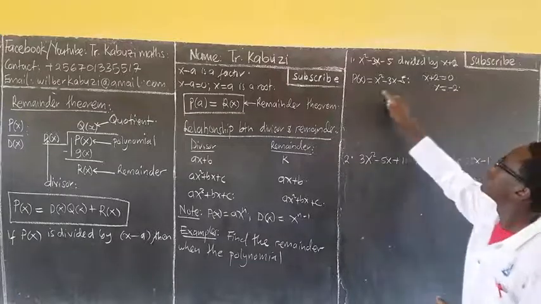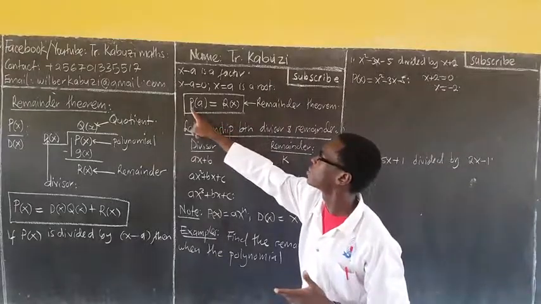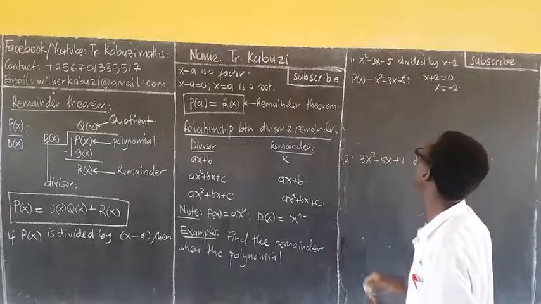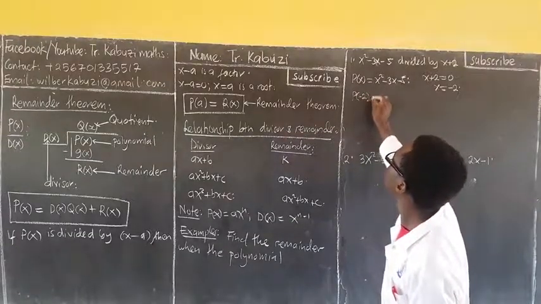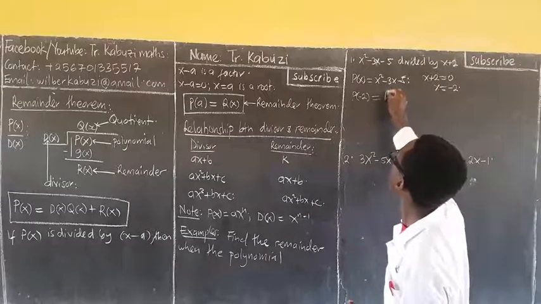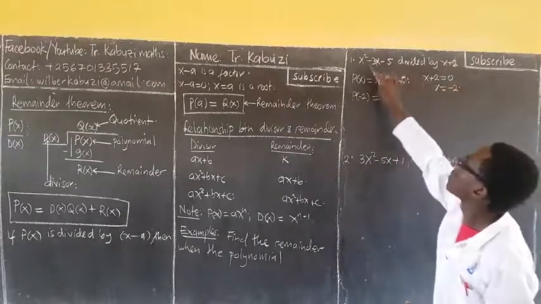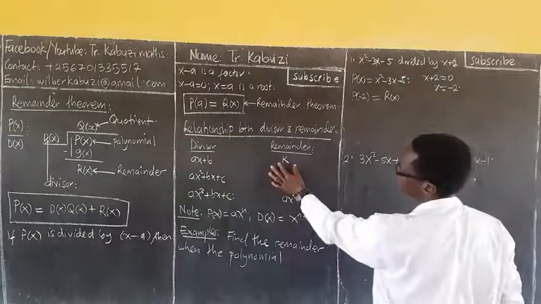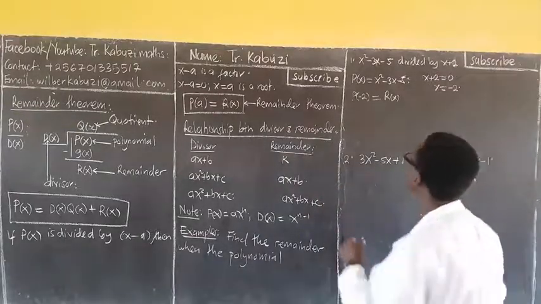Now, if I put negative 2 into this, if I put the root into the polynomial, what I get is the remainder. So that's how I'm going to get my remainder. Meaning that now, my p of negative 2 will always be my remainder. And because the polynomial is quadratic and the divisor is linear, it means that my remainder is going to be a constant.